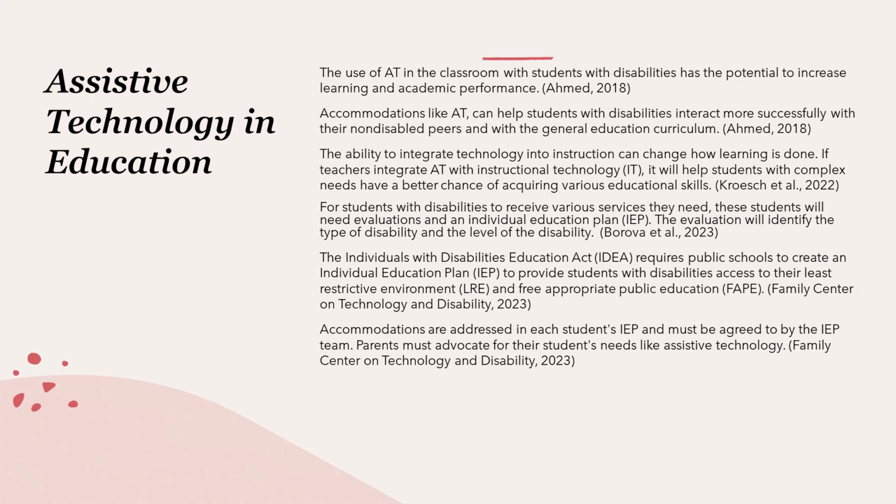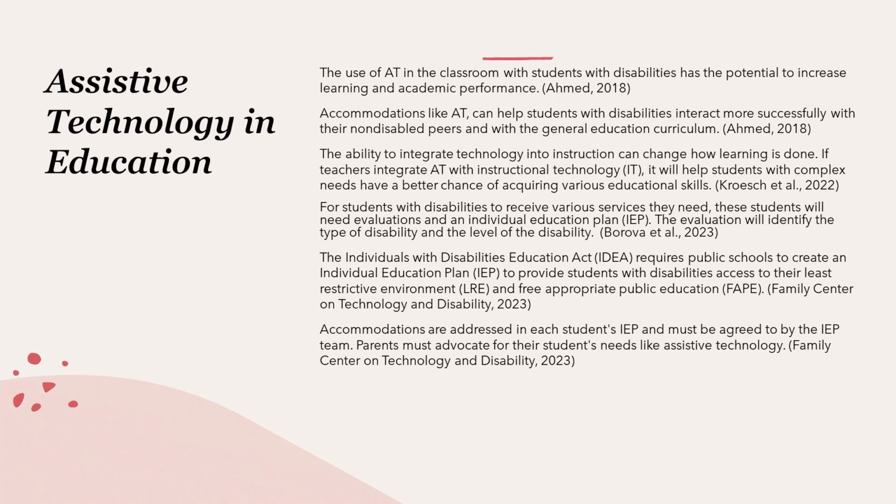It's also important to look at the process of an individual education plan, so an IEP. For students with disabilities to receive various services that they need, these students will need to be evaluated and have an individual education plan or IEP in place. The evaluation part will identify the type of disability and the level of the severity of the disability.